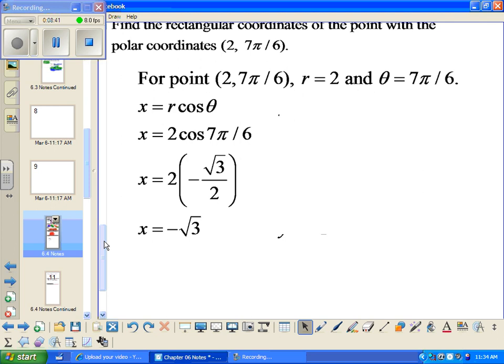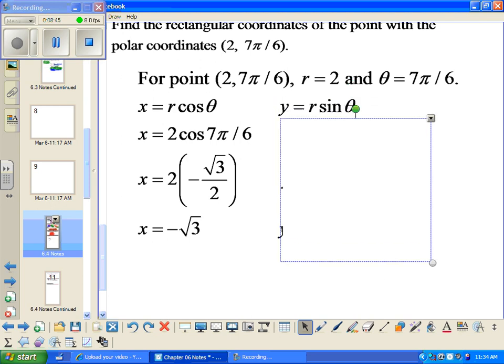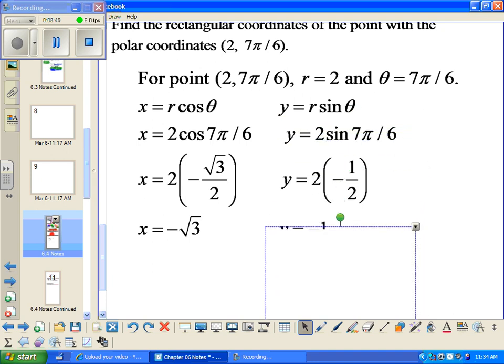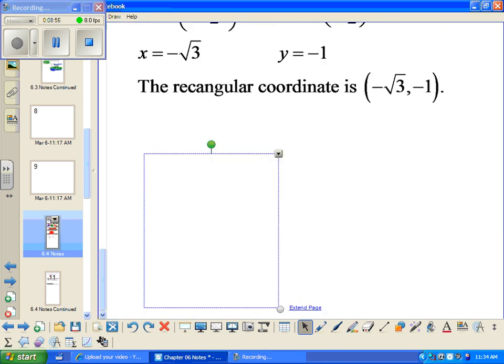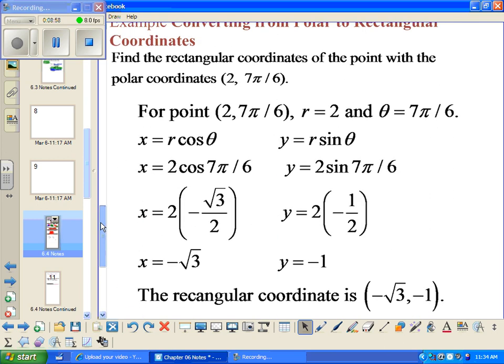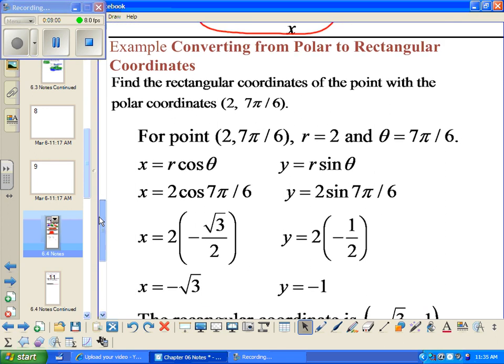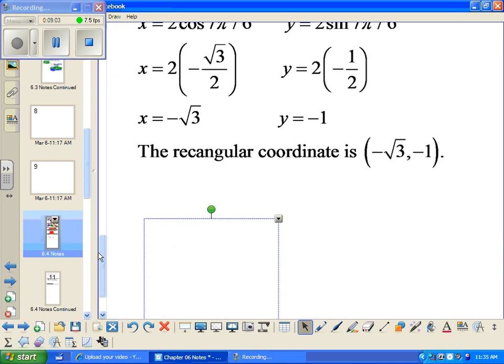Same type of thing for the y value. Y is going to equal r sine theta. So y is going to equal 2 times sine 7 pi over 6. Get that the same exact way. We get y equals negative 1. So then we know our coordinate, the regular coordinate for the polar coordinate of 2 comma 7 pi over 6 is the same as negative root 3 comma negative 1. Simple conversion to go from polar to rectangular.